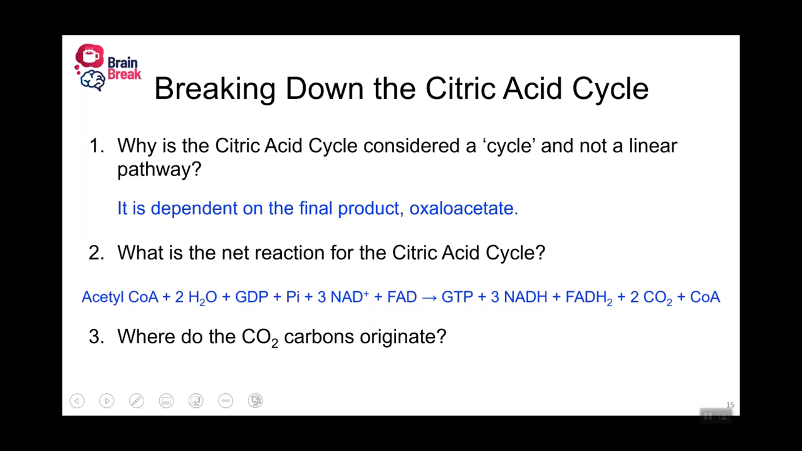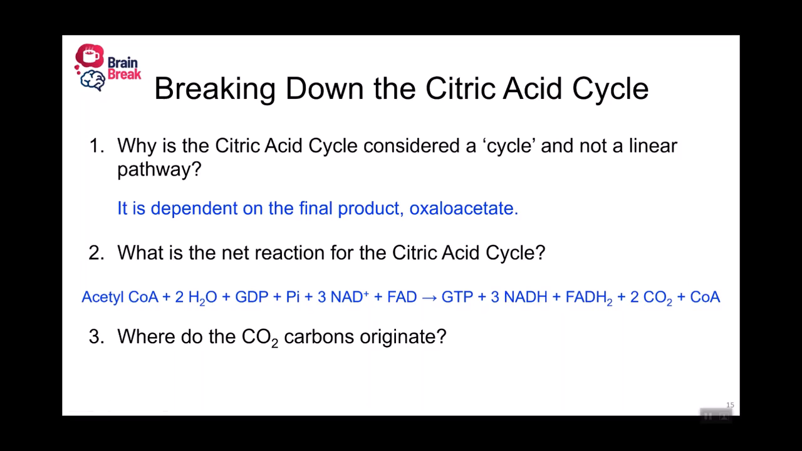So here's the net reaction. We start with acetyl-CoA and we also require 2 water molecules in 2 of the steps. We'll be making 1 GTP from a GDP and an inorganic phosphate. And we're also going to make 3 NADHs from 3 NAD pluses, an FADH2 from an FAD, and then we'll also produce 2 CO2 molecules as well as releasing that 1 coenzyme A.